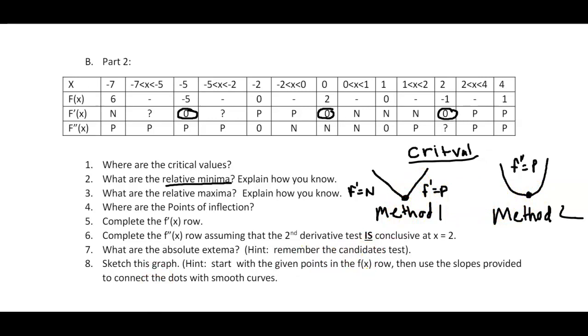So let's go ahead and take a look at this first one here, this first critical value. I can't use method 1 because I don't know what the slopes are to the left and the right. I can't tell if we're going from a negative slope to a positive slope because they're not there yet. So we'll ignore that. So let's take a look at method 2. F double prime is positive. So that's a yes. So right there we have a relative min.